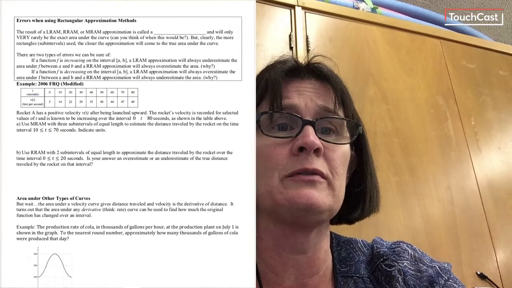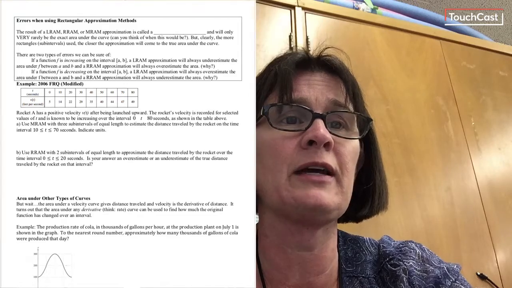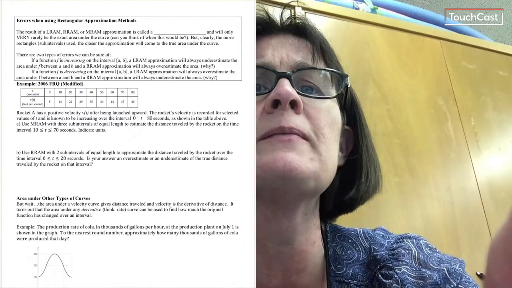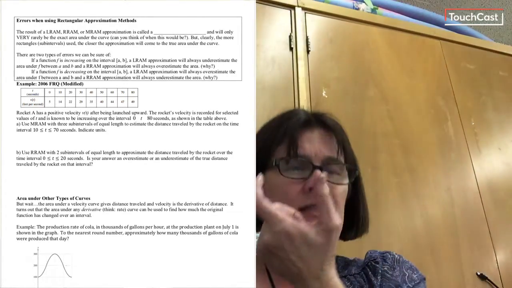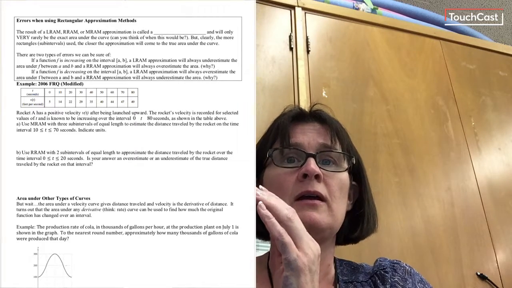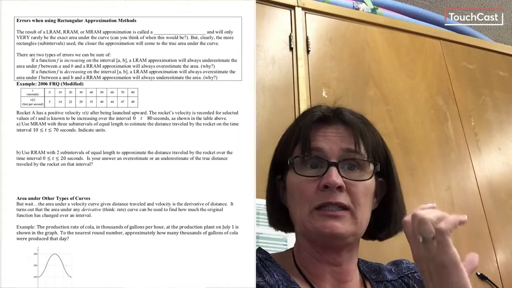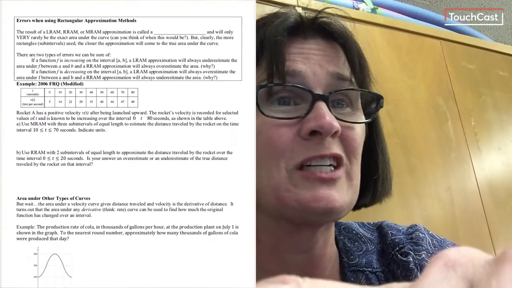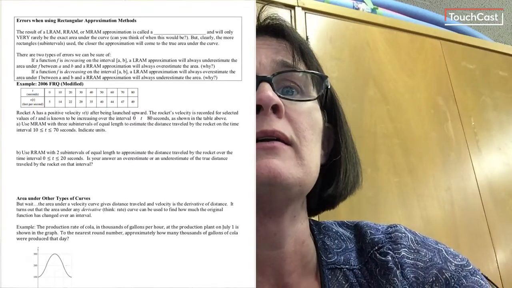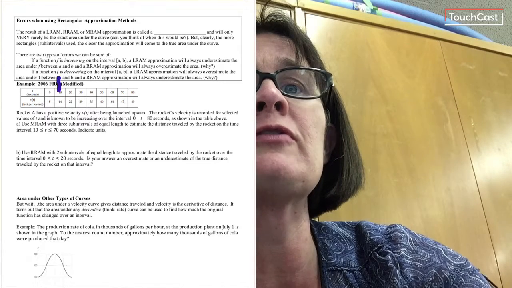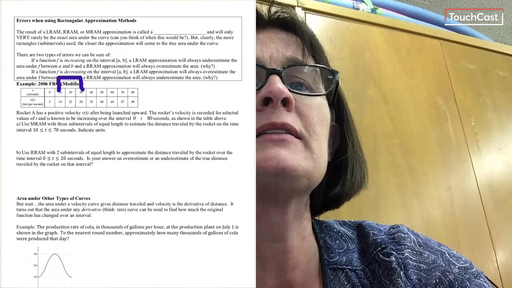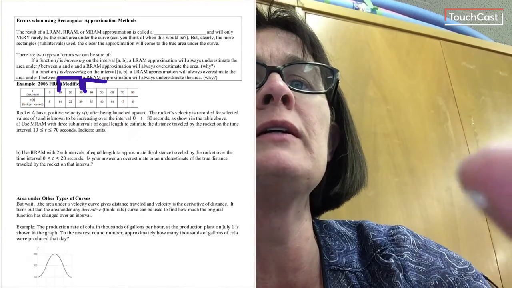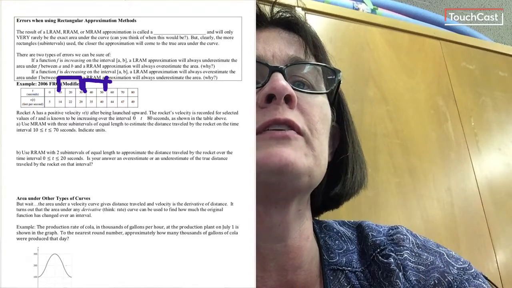So this is what I would do. This is probably what you'll find every calculus teacher would tell you to do. From 10 to 70, that's a difference of 60. And if I need to fit 3 rectangles in there, 60 divided by 3 makes 20. So each rectangle is going to be 20 seconds wide. That means my first rectangle is going to cover from 10 to 30 seconds, my second rectangle from 30 to 50, and my last rectangle from 50 to 70.